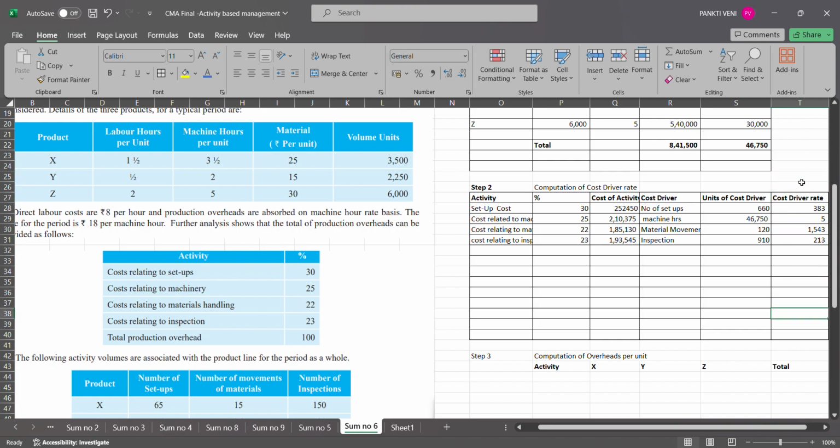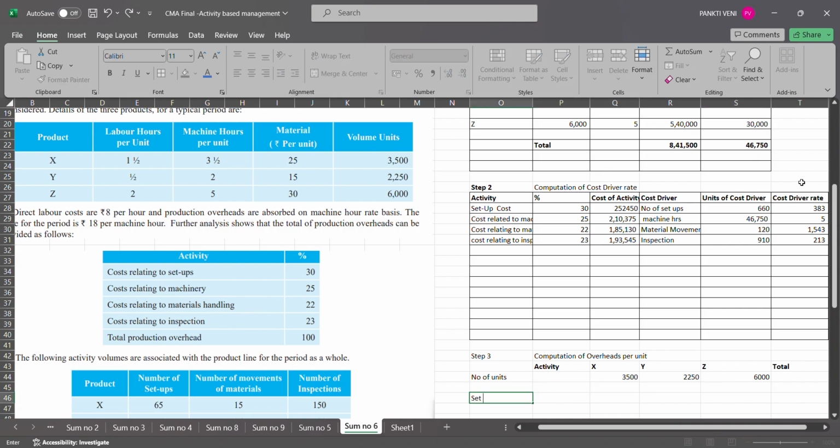Now what I'll do next is note down the number of units. I'll draft a cost sheet, so for drafting the cost sheet, I'll have to find out the cost. The number of units are 3,500 first, 3,500, 2,250, and 6,000. Okay, I noted down my number of units.